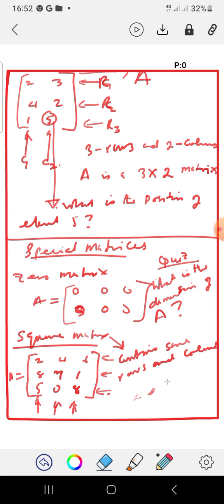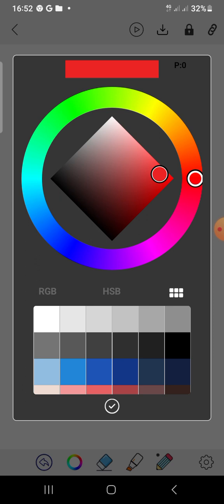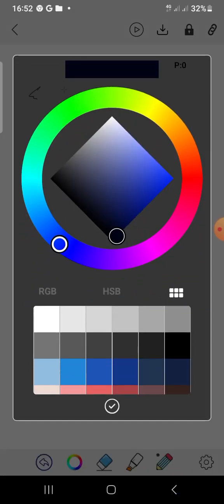So let's talk about diagonal matrix while we save this page. I clear the screen now. Let's make this exciting. Let's pick another color. Let me say blue. I'm hoping blue will work. Oops, nope.